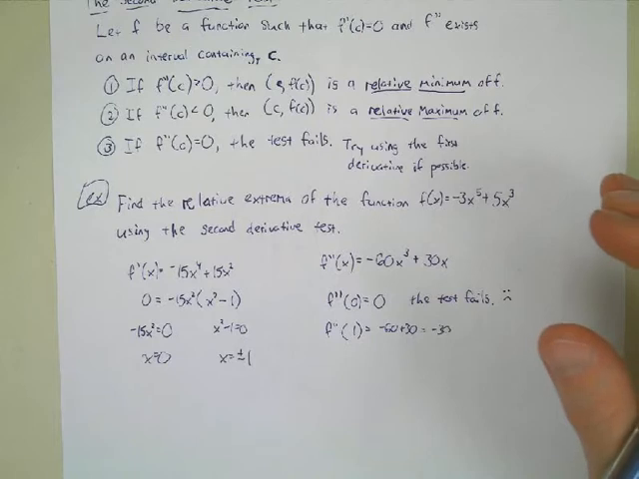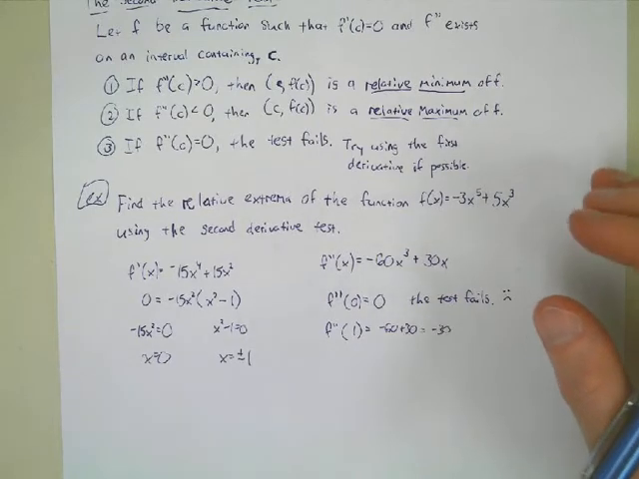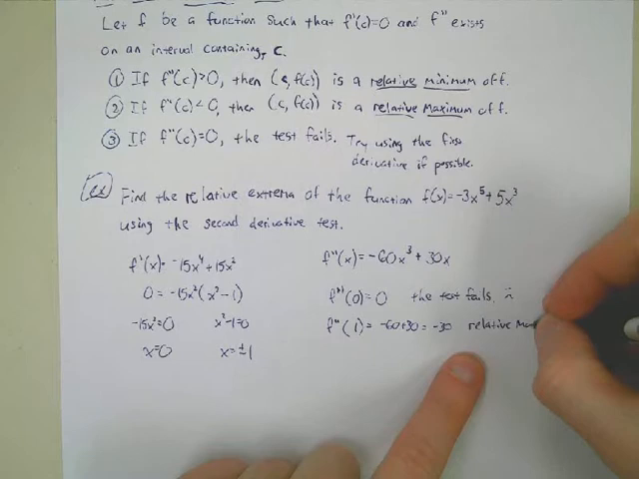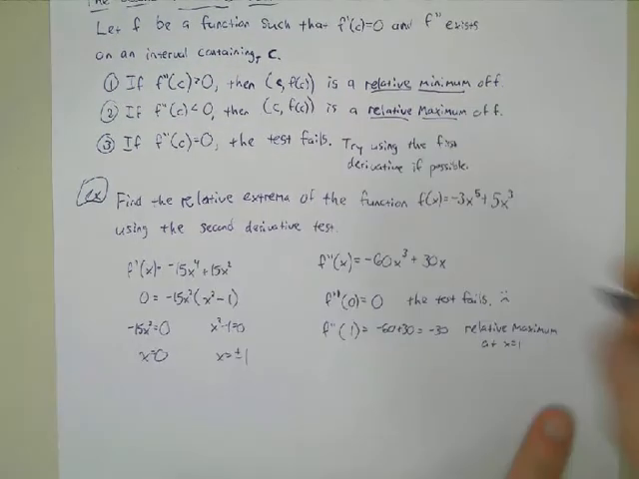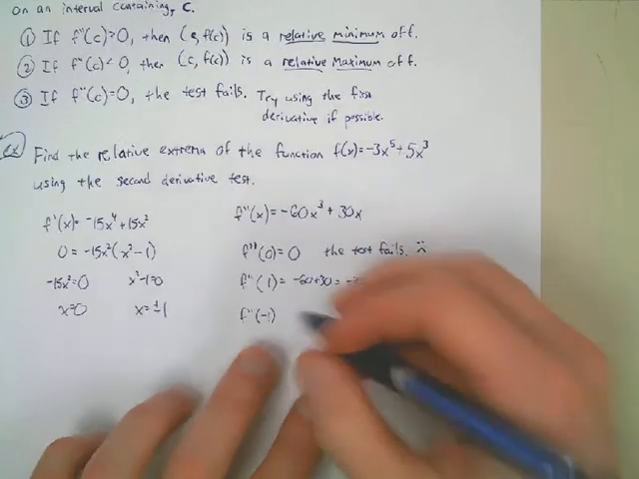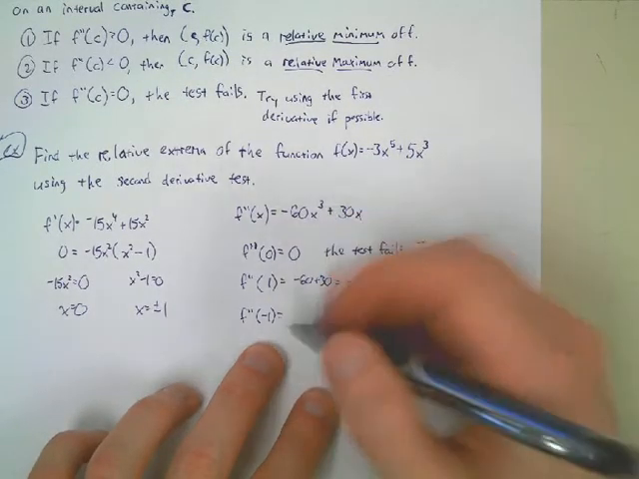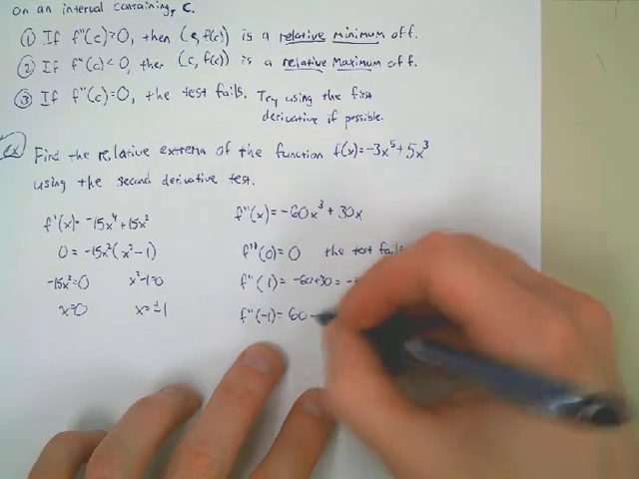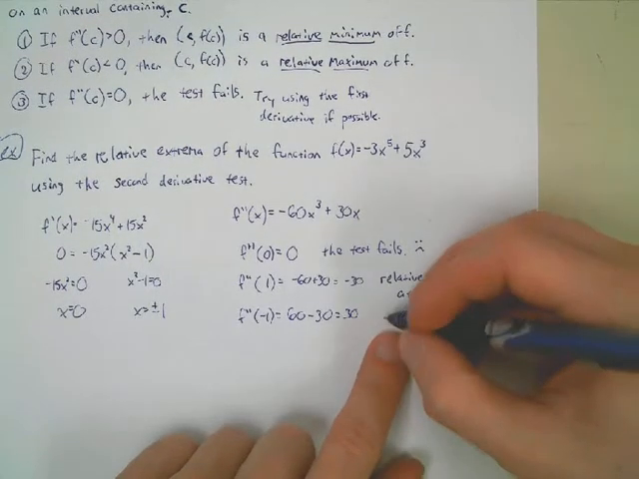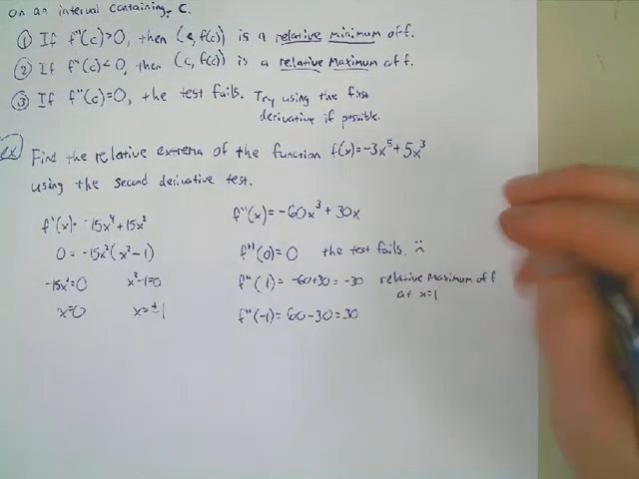F double prime of 1, though, will be negative 60 plus 30, which is negative 30. That means the second derivative is negative at this critical point. A negative second derivative means what type of concavity in the original function? Concave down. And so what type of relative extrema? Relative maximum at x equals 1. Relative maximum of f.